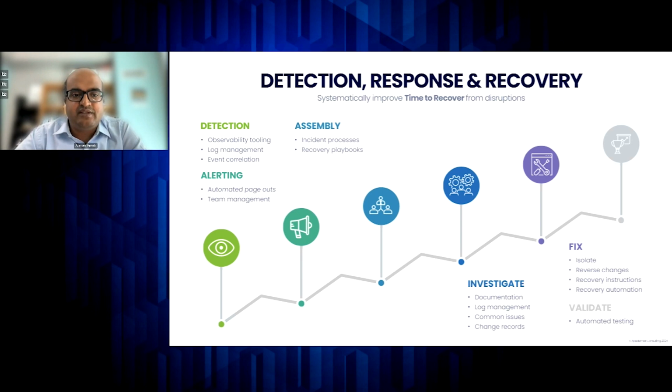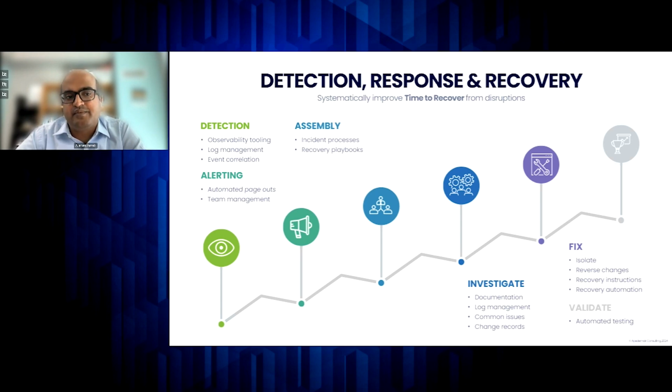So from a detection, starting at the left-hand side and the start of the incident, which is the detection, you could look at things like observability tooling, but also logs and event correlation, because you may end up with multiple types of observability tools, and they would give you different levels of information.